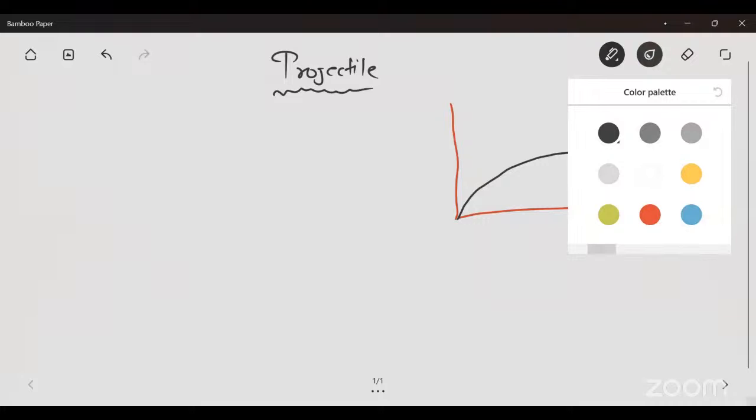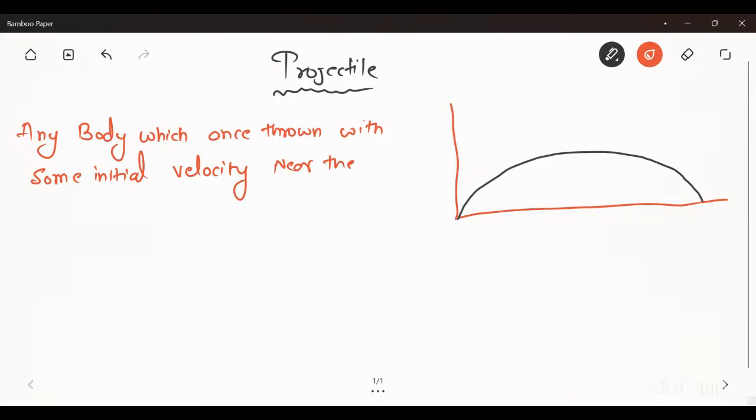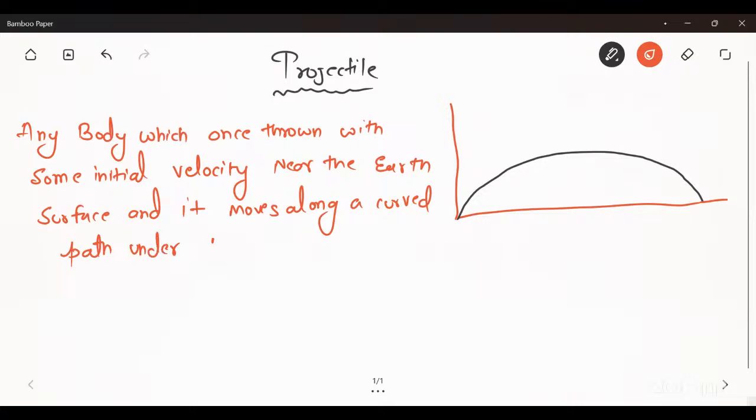Okay. Now, a projectile is any body which is once thrown with some initial velocity near the Earth's surface, and it moves along a curved path under the influence of gravity alone.